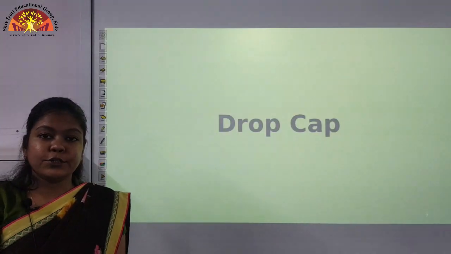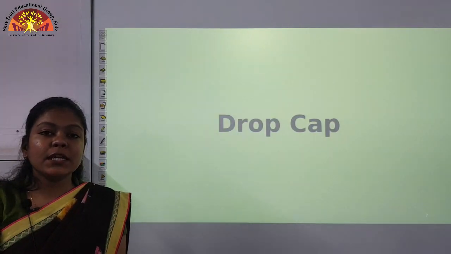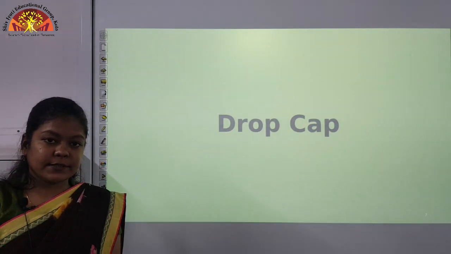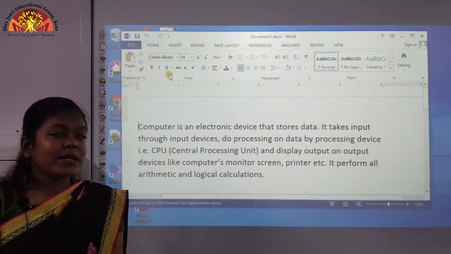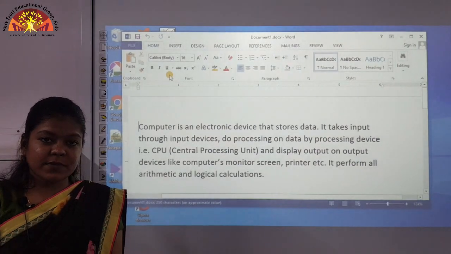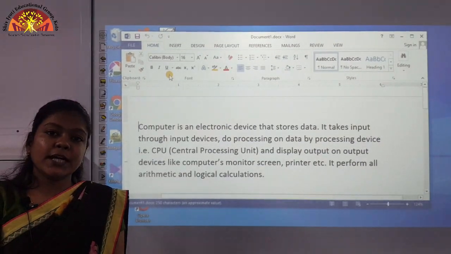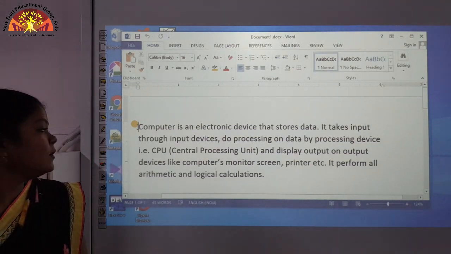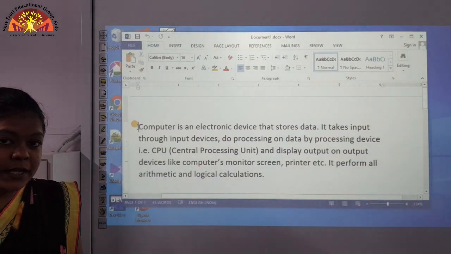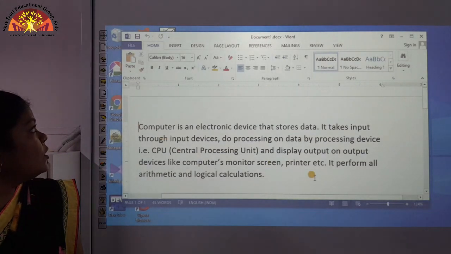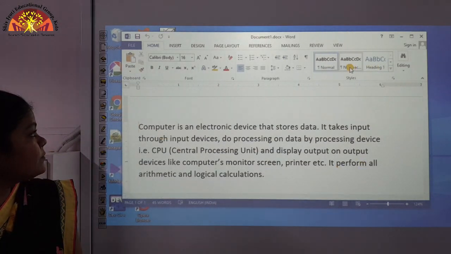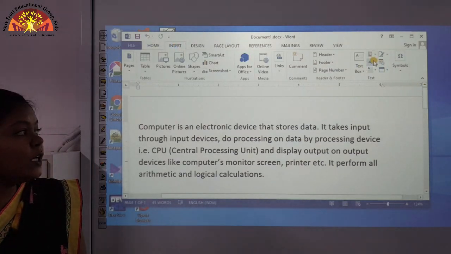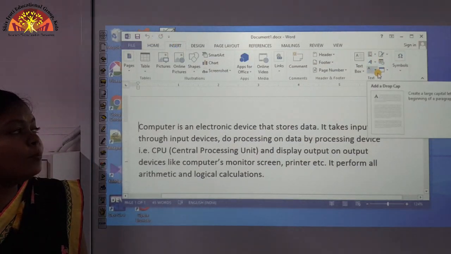Practical topic is drop cap. Now we will see how to apply drop cap to text in the MS Word document. Students, here I have already opened a MS Word document. To apply the drop cap, first we have to place the cursor at the starting of the paragraph. Next we click on the Insert tab. This is our Insert tab, and then we have to click on the Drop Cap option.